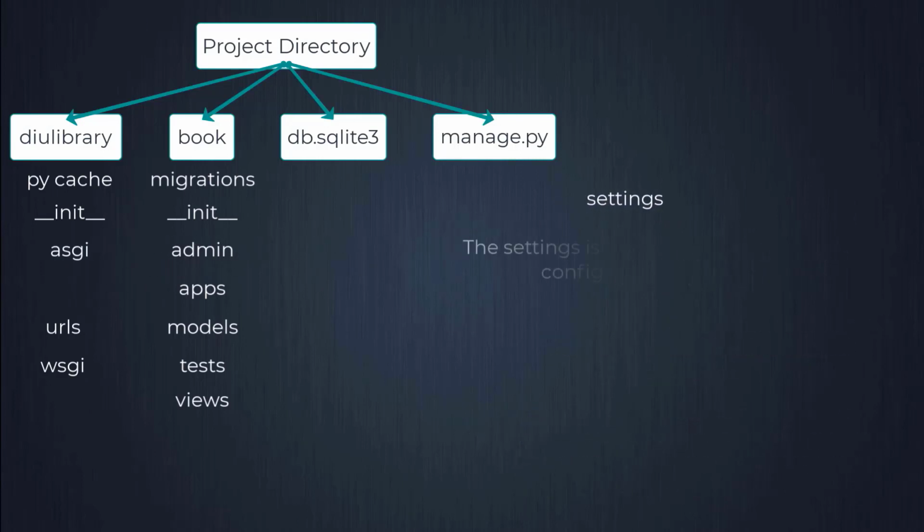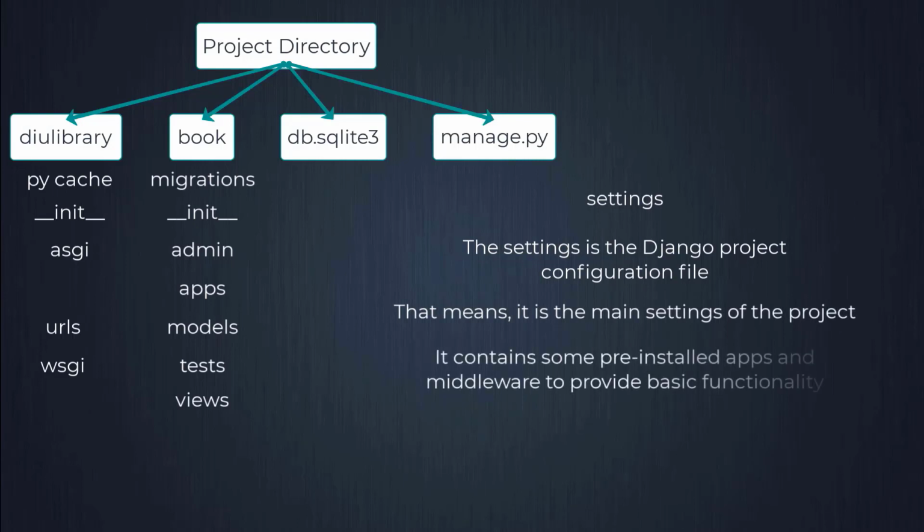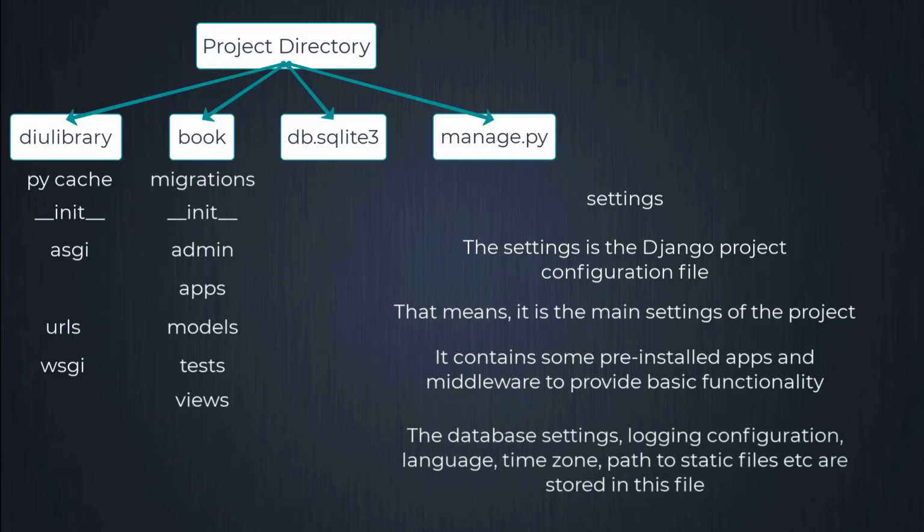The settings is the Django project configuration file. That means it is the main settings of the project. It contains some pre-installed apps and middleware to provide basic functionality. The database settings, logging information, language, time zone, path to specific files, etc. are stored in this file.